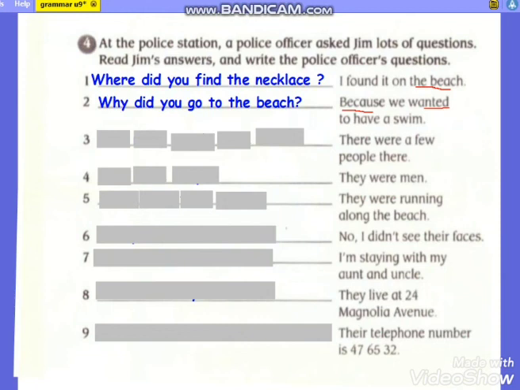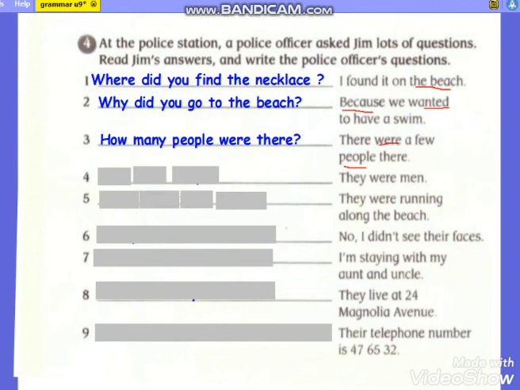Question mark. Number 3. There were a few people there. Here we have the helping verb were and a few people. People is a countable word. So you have to start with how many. How many what? How many people? Then add the helping verb which is were and complete it with there. How many people were there?